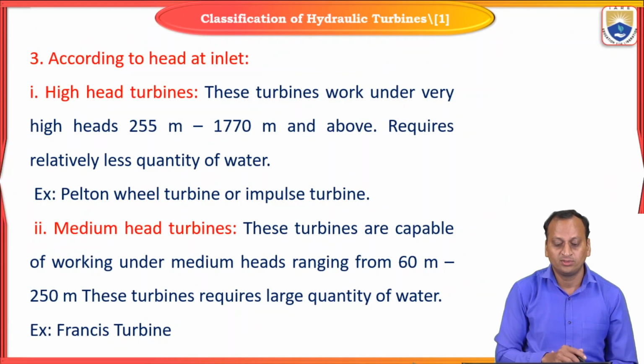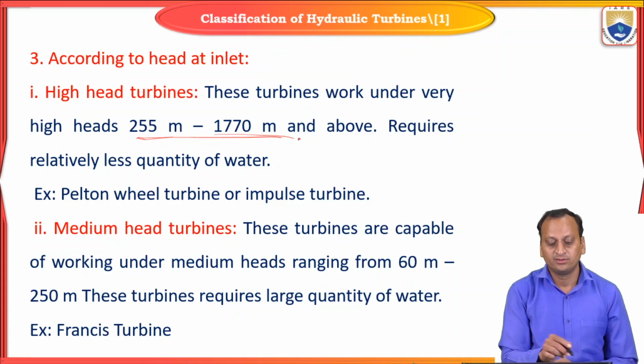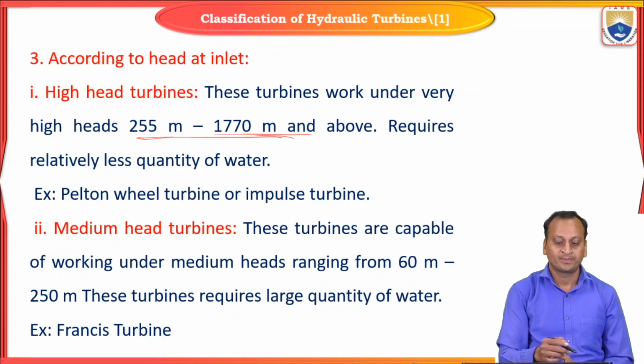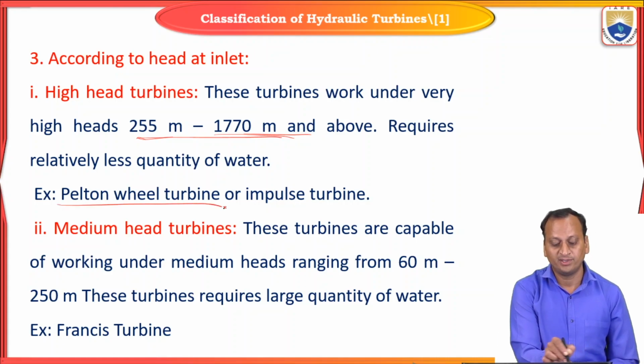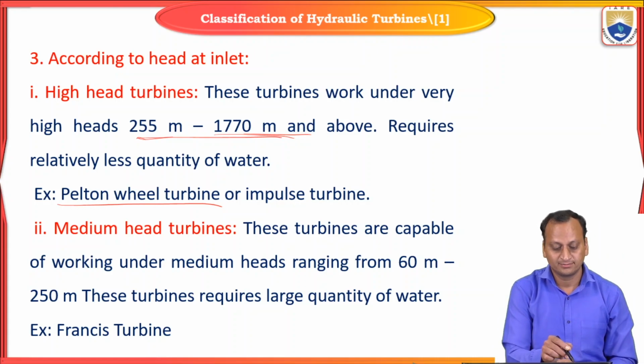According to the head available at inlet, high-head turbines are those above 250 meters, up to about 1800 meters. So 255 meters to 1770 meters. That type of turbine is the Pelton wheel turbine. The head is measured from the reservoir level to the turbine center.